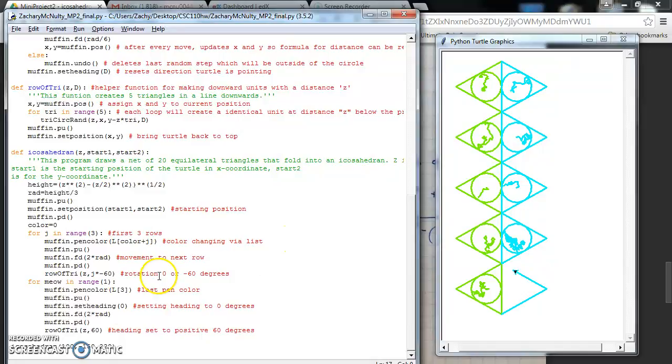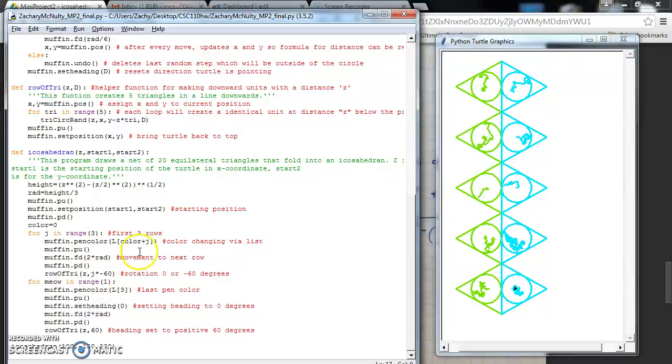So I pick my pen color, and I do this by the color, which is 0 plus j, the number of times through my range, so it's going to be 0, 1, and 2. 0, 1, 2, so 3 times. Pick the pen up, I go forward, so I'm at the top here, and I go forward 1, 2 radii. And then I put the pen down, and I do my row of triangles.